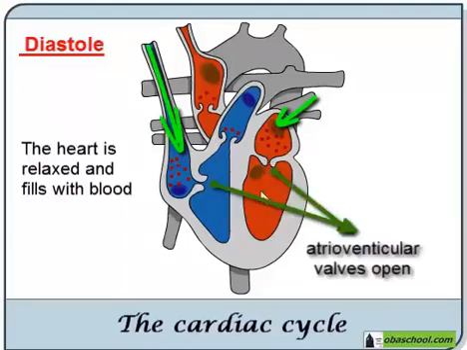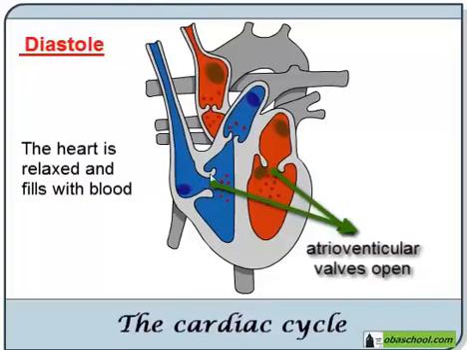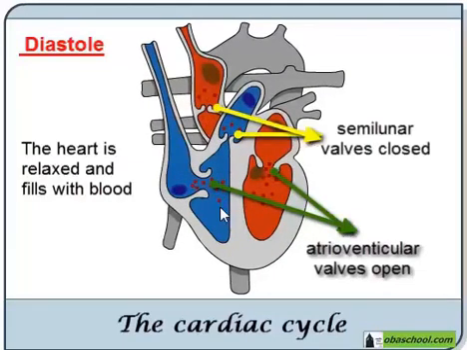The atrioventricular valves are going to open. This will cause the deoxygenated blood to go from the right atrium to the right ventricle, and the oxygenated blood from the left atrium to the left ventricle. So now the ventricles are filling up with blood. At this level, the semilunar valves are closed.